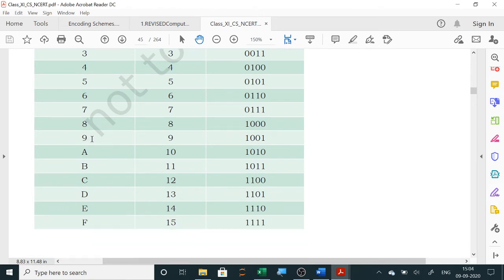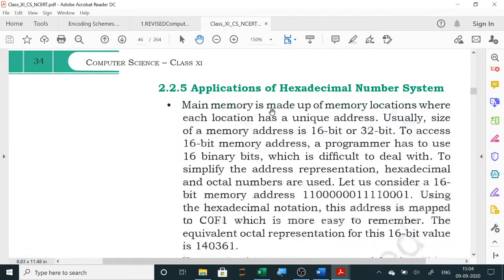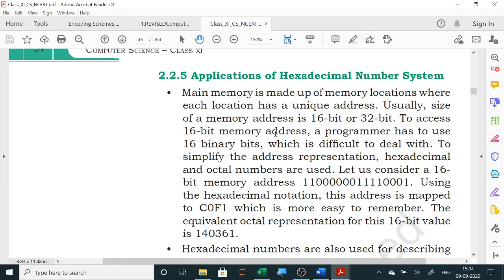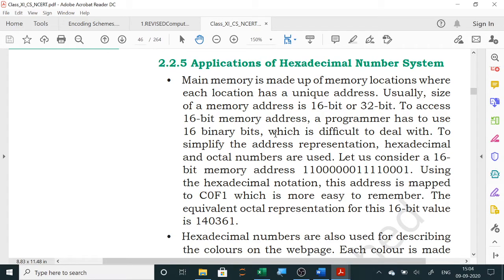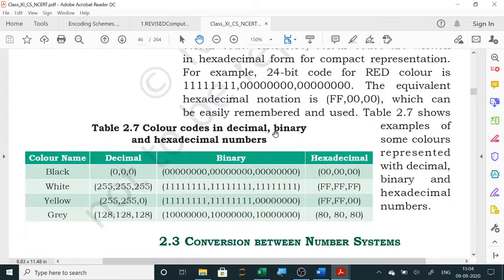And here after 9, for 10 we have written A, and 15 will be F, and 15 means all 4 ones. So when you are converting hexadecimal to binary, we have to use 4 bits. Now the applications where we are using it: you have seen that the machine understands the binary language, and sometimes for colors also we are using the hexadecimal equivalents.